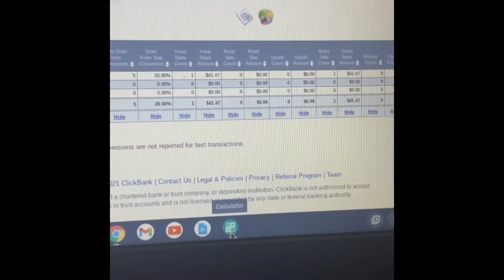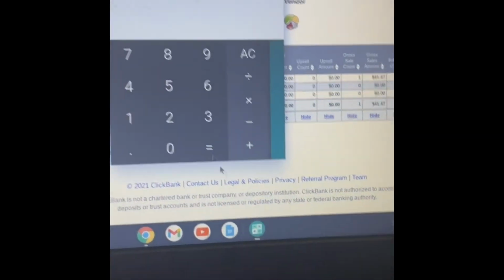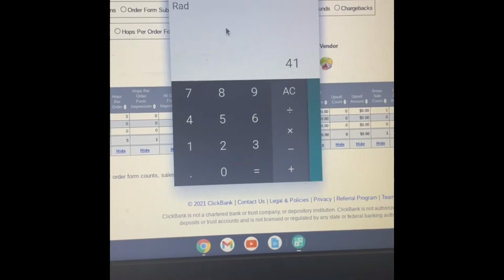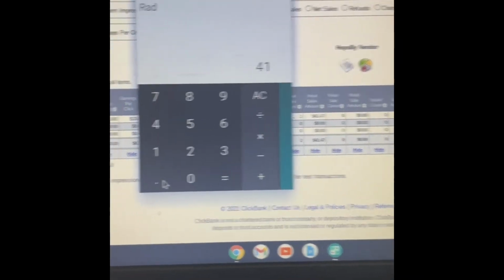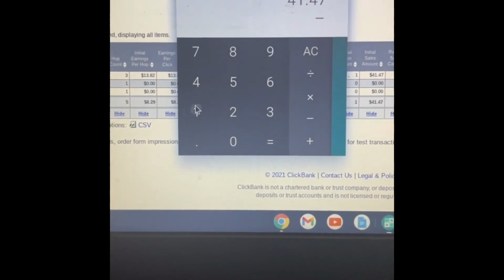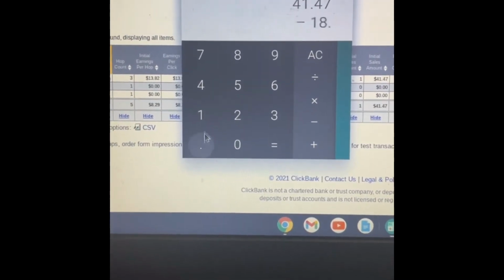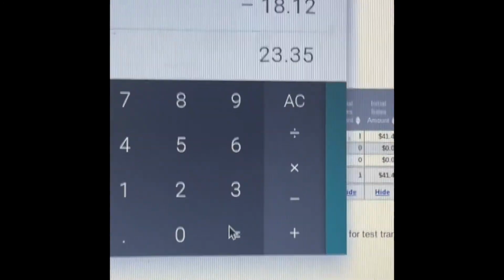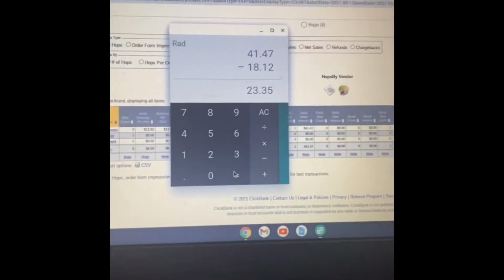Okay, go back to Microsoft. I spent today $18.12. I made $41.47. So we want to take that $41.47 minus $18.12. So today I made $23. Not much, but just one campaign.